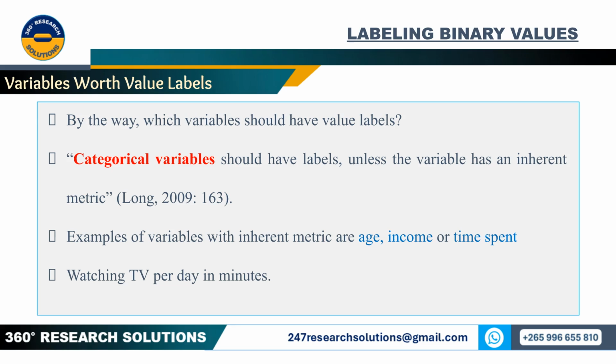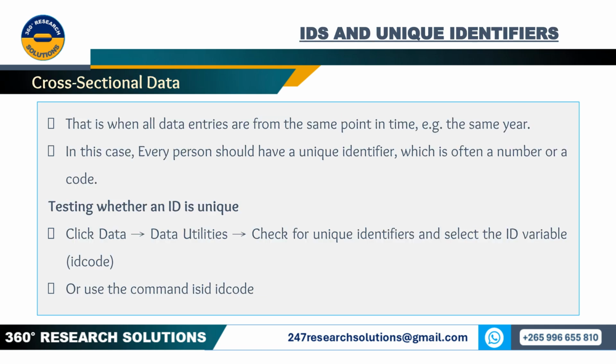Categorical variables should have value labels, unless the variable has an inherent metric, such as age or income. Variables with inherent metrics are typically continuous or directly measurable. In cross-sectional data, where all entries are from the same point in time, every person should have a unique identifier. Test for uniqueness by clicking Data, Utilities, Check for unique identifiers, or using the command isid ID code.